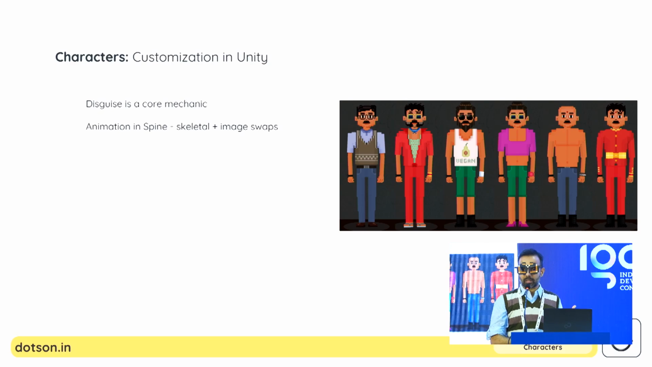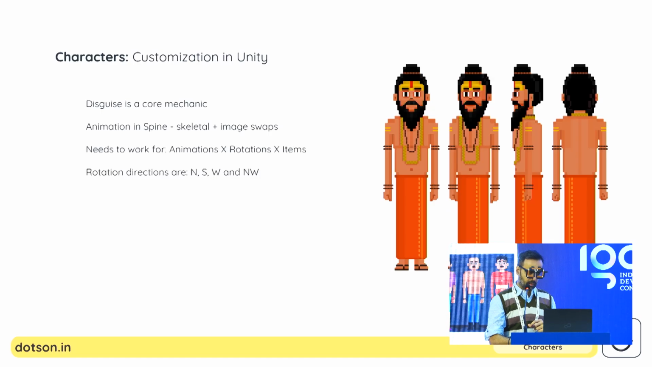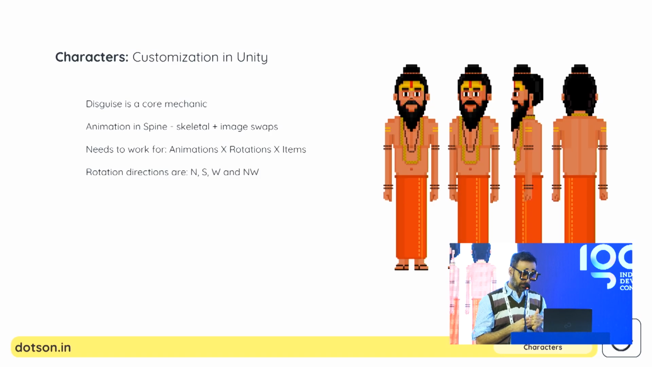All our characters are built and animated in a tool called Spine, which mixes skeletal animation with image swapping, and that's how we achieve all our 2D animation. So the challenge here is that, let's say you add a new animation for Detective Dotson. That has to work in all these rotations. It also has to work for all the possible combinations of items that we might have for Dotson. So it could be a beard, it could be a dhoti, it could be a shirt, anything and everything that the player could customize. All those permutations and combinations have to work for all our animations.